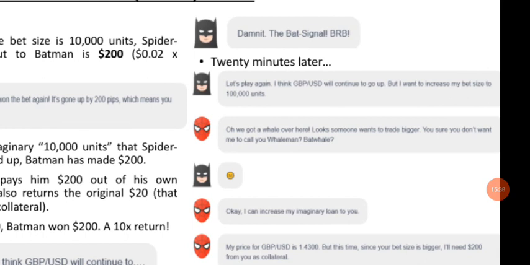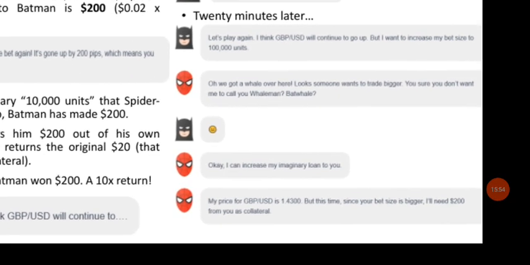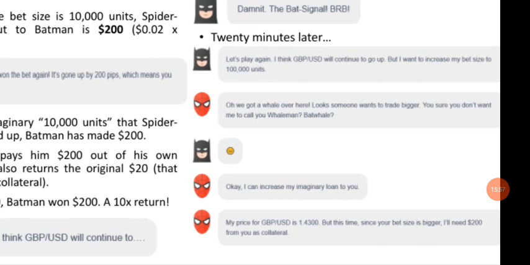Looks like someone wants to trade bigger. You sure you don't want me to call you Whale Man or Bat Whale?" To which Batman gives him his grin. "Okay," says Spider-Man. "I can increase your imaginary loan to you. My price for Great British Pound US dollar is 1.4300. But this time, since your bet size is bigger, I will need $200 from you as collateral."